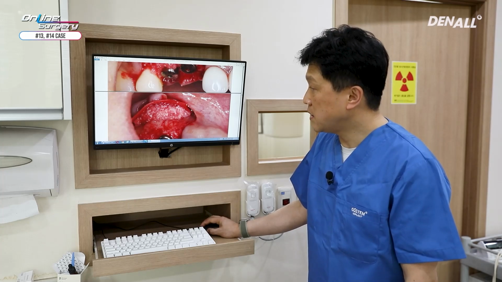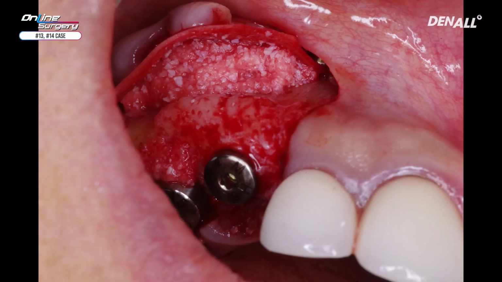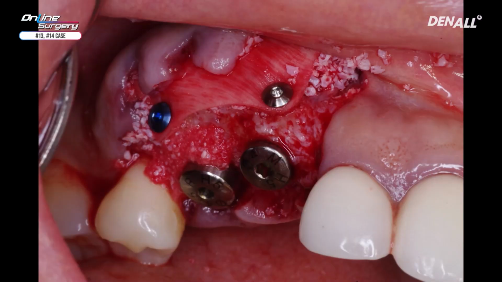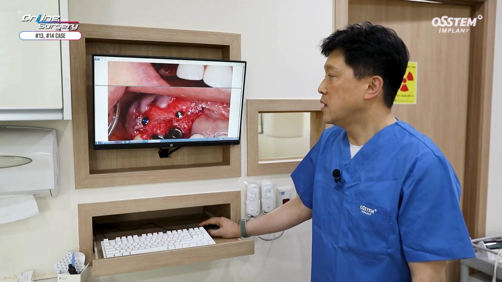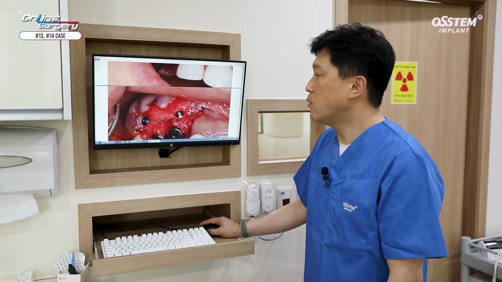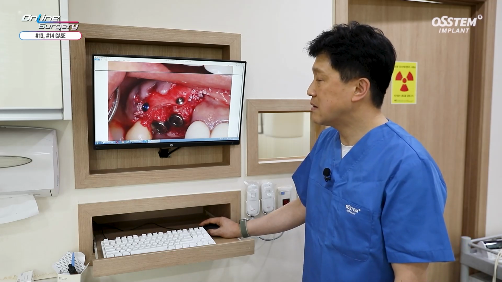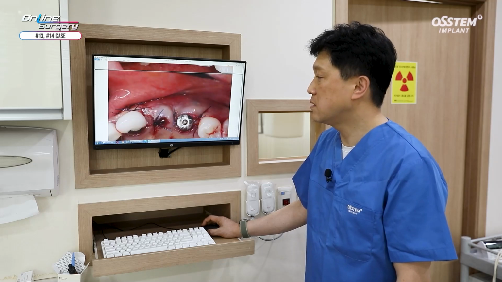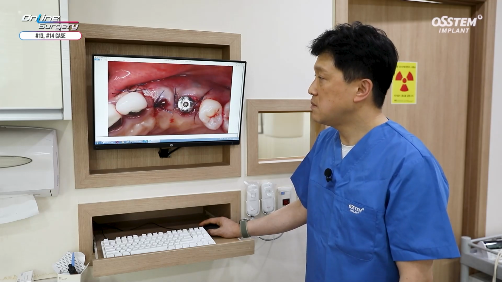Sausage technique was used. In the apex area, bone tack was used to fixate the membrane. Aos collagen was used in the apex area first. On the coronal side, Aos and particulate bone graft materials were used, and on top, bone tack was used once again. By doing this, you can get maximum stabilization of the graft site and get favorable bone regeneration. That's why the sausage technique was done.